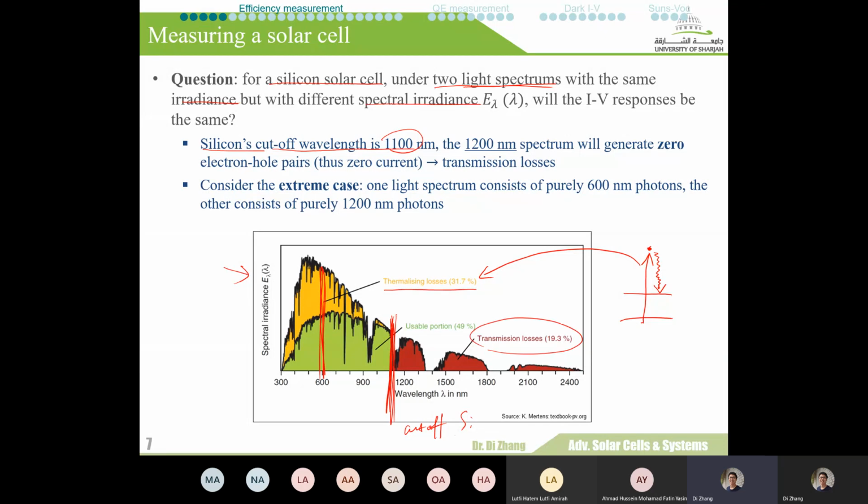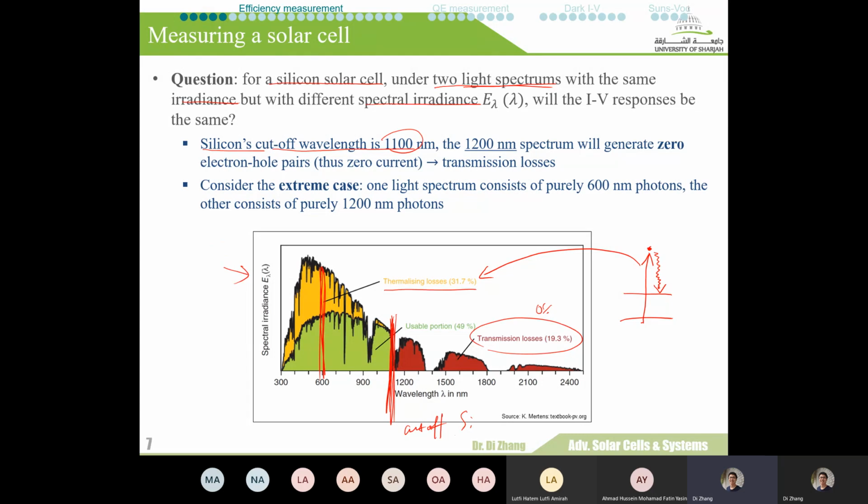Transmission losses means that this part of the spectrum cannot be absorbed, it cannot be used by silicon completely. So basically the efficiency coming from this part is going to be 0%. You cannot generate any electricity from the long wavelengths that are above the cutoff wavelength.